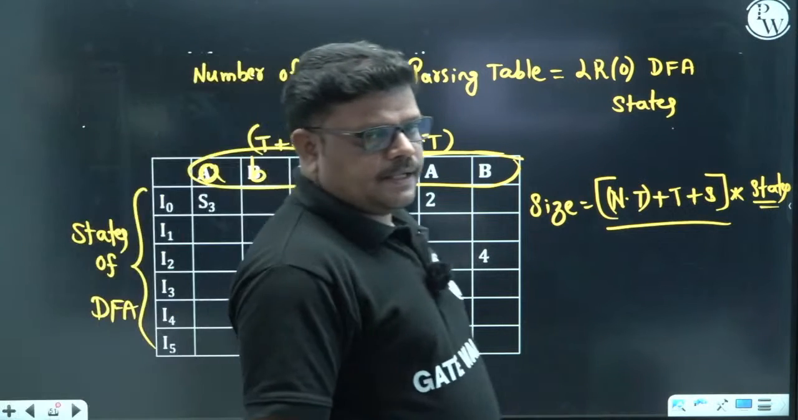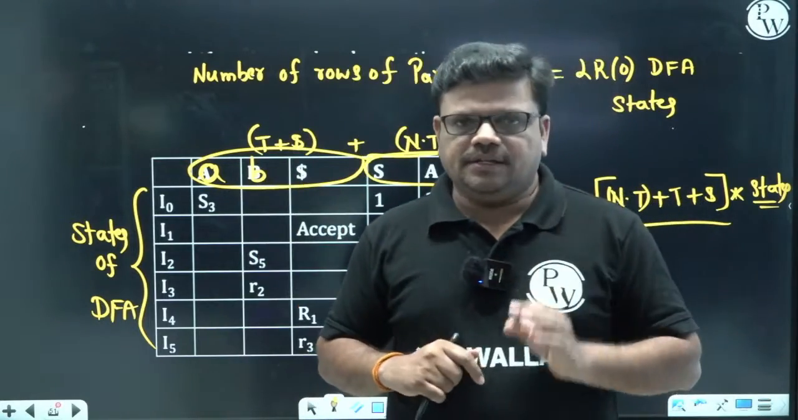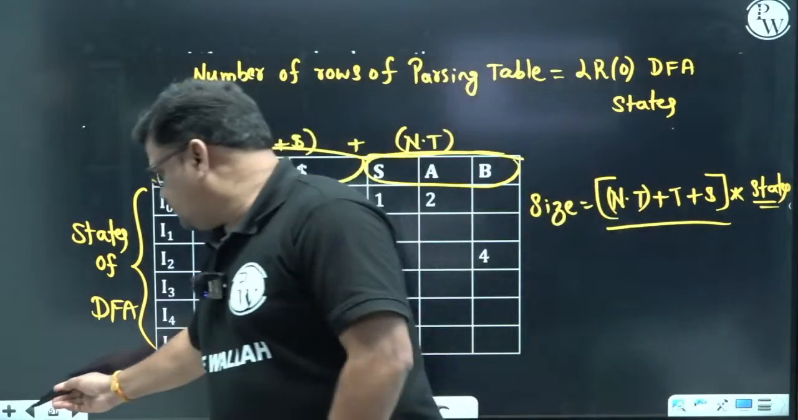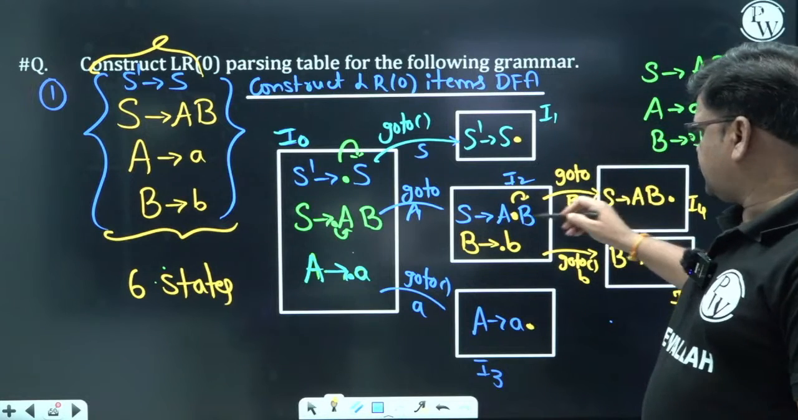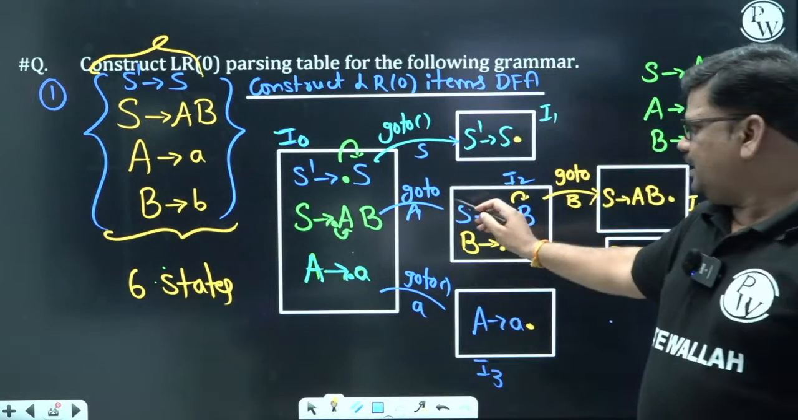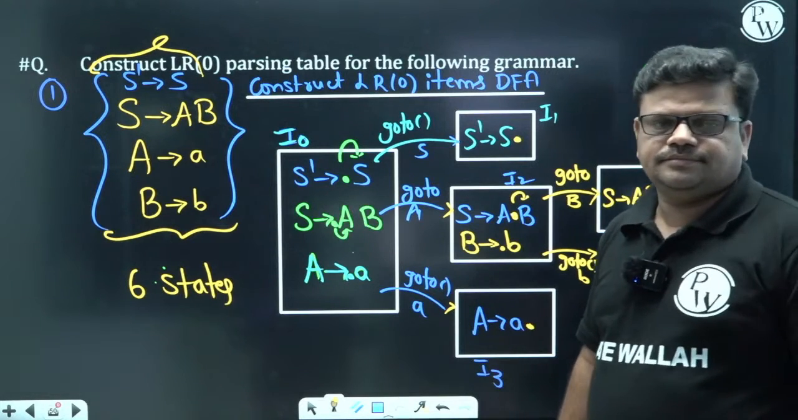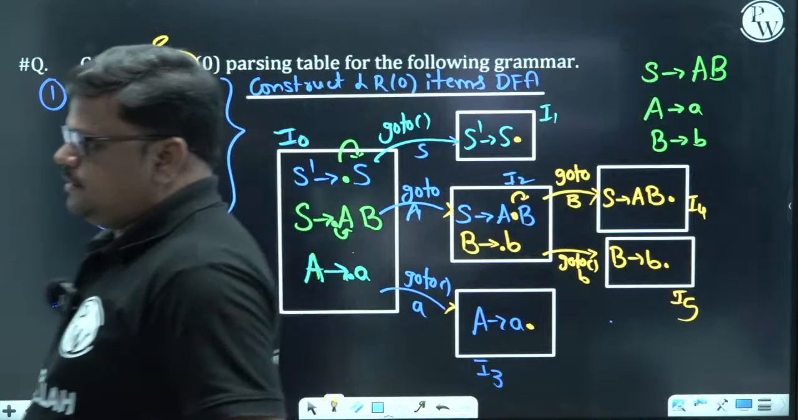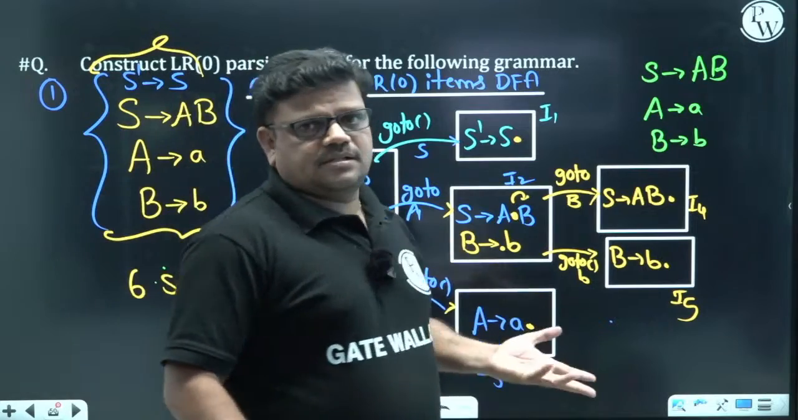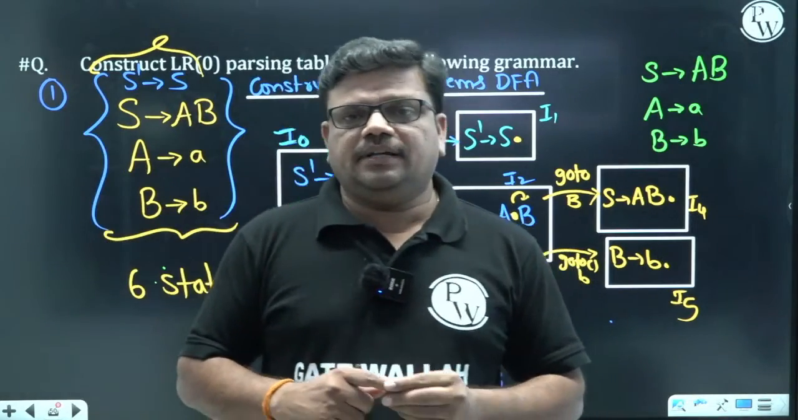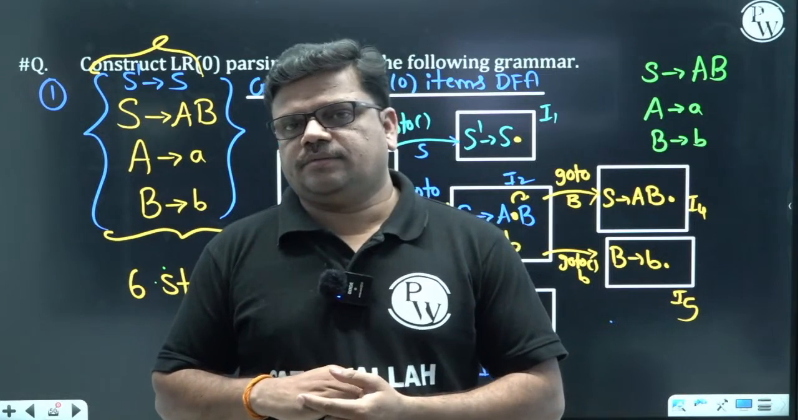Is it clear? So what you need to learn initially is, whenever a grammar is given, we should be in a position to construct this type of DFA. Once the DFA is ready, converting the DFA into a table is very, very easy. The table construction is also a very simple thing. We are just using closure and goto concepts.